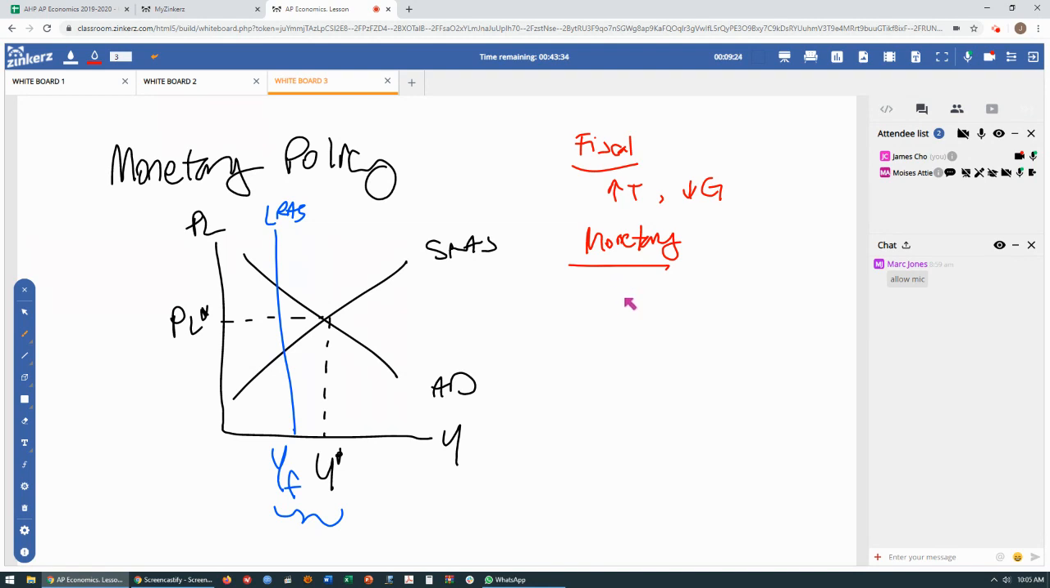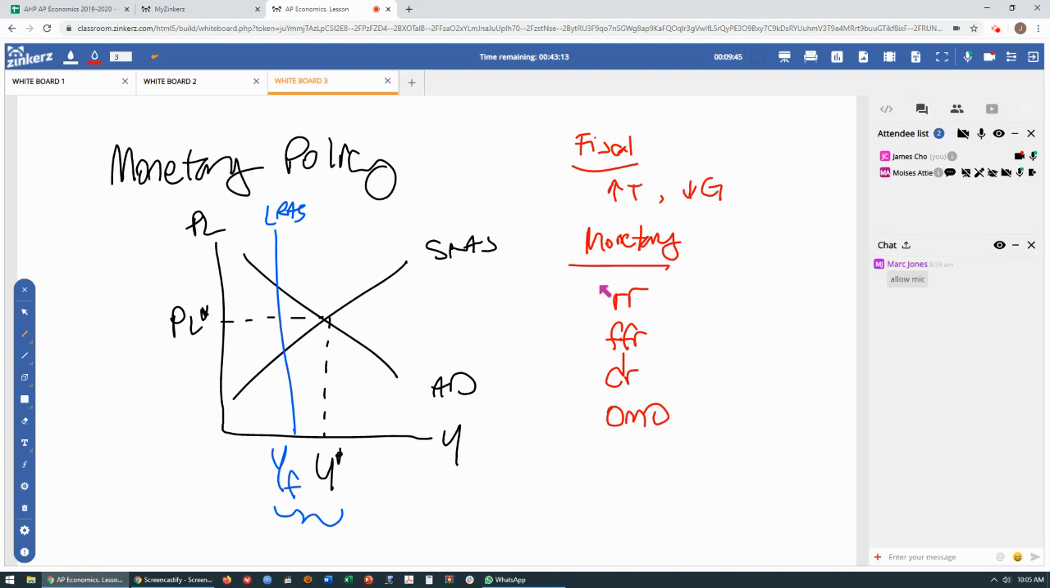So there's going to be the reserve requirement, there's the federal funds rate, there's the discount rate, and then there's OMO, open market operations. What is the central bank going to do here to shrink the AD?